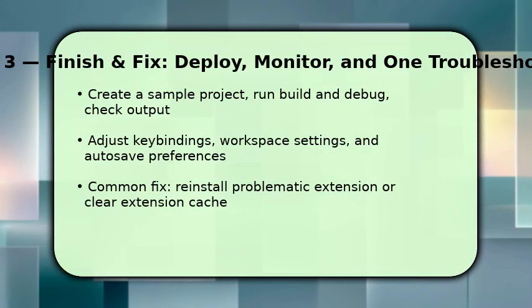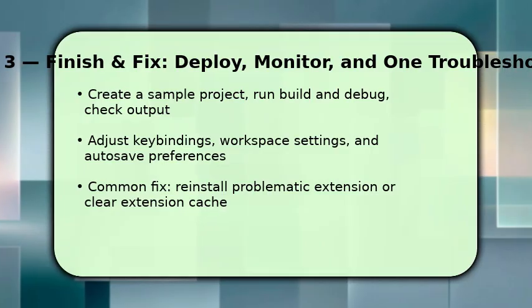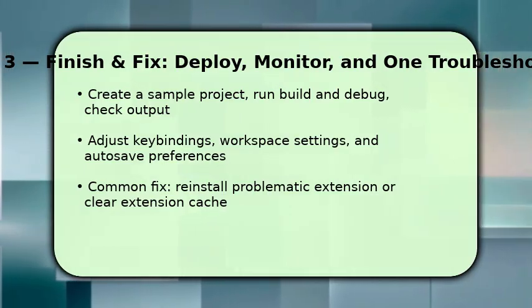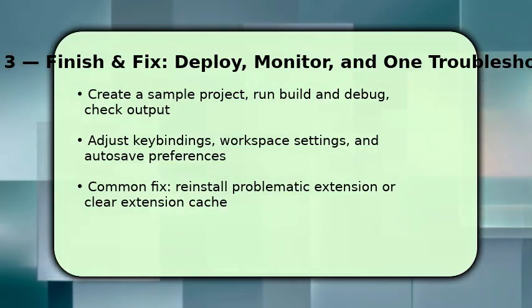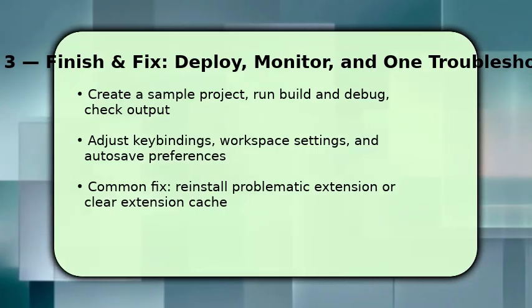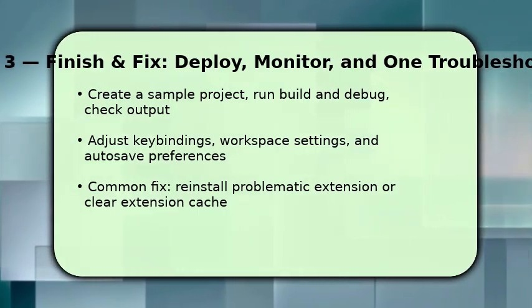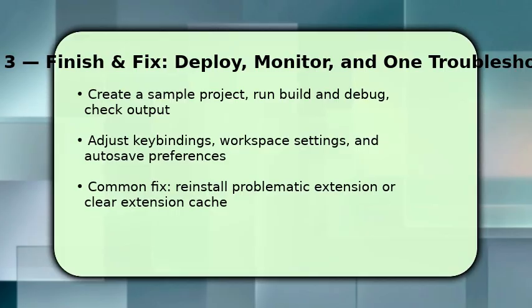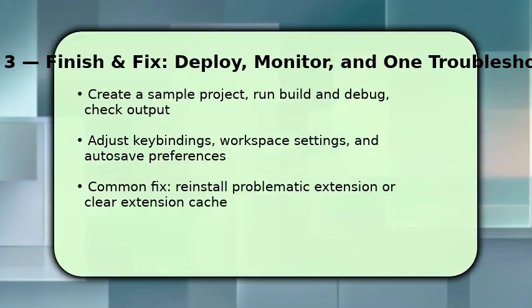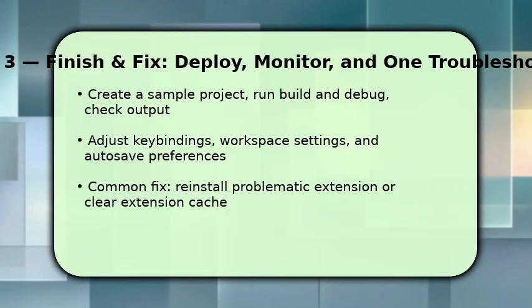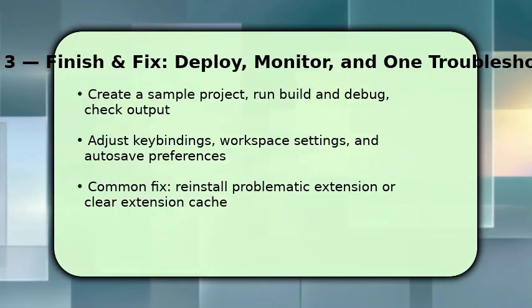You finish by validating and stabilizing the workflow. Create a sample project, run a full build, and step through the debugger to confirm breakpoints and source mapping work. Make sure key bindings and autosave preferences suit your flow, and pin workspace settings to the project. If something fails, check integrated terminal output, then restart Code.